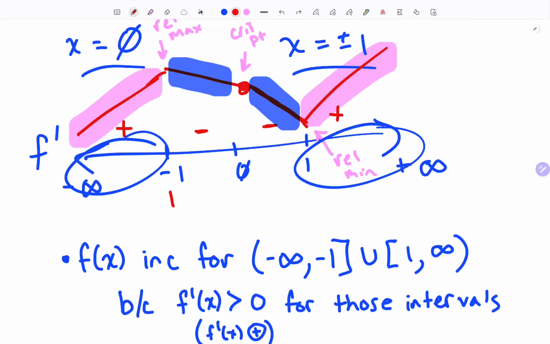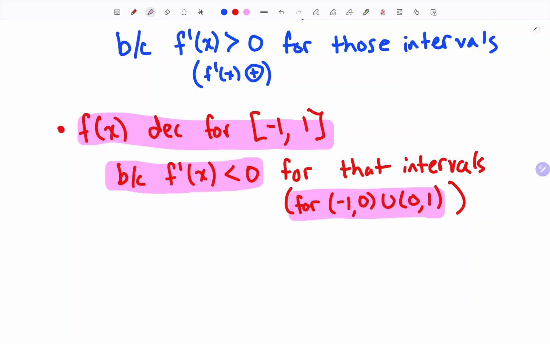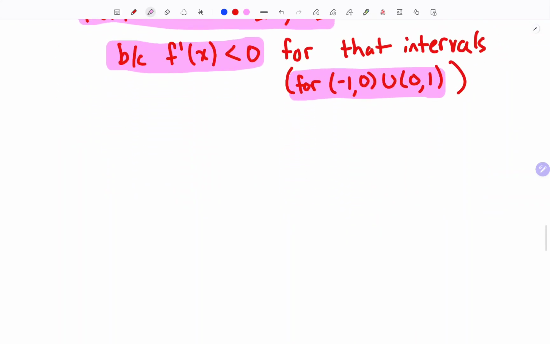So the most precise answer would basically be to say something like this. F of x is decreasing for negative 1 to 1 with brackets because f prime of x is less than 0 for negative 1 to 0, union 0 to 1 with parentheses. Now, if you said it the other way, just for that interval, you'd be fine.